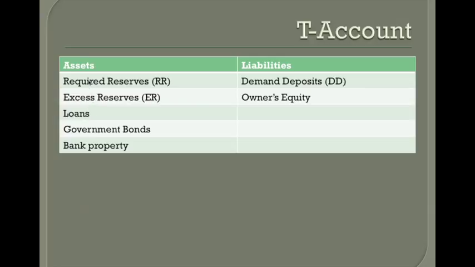But your required reserves and your excess reserves and your loans should never equal more than what's in your liabilities area. Okay, and we're really not going to be working much with bank property or owner's equity. Tomorrow we'll talk about bank government bonds, but just remember your assets have to equal your liabilities. For our purposes, they shouldn't be more than your liabilities. They shouldn't be less than your liabilities. Assets equal liabilities.